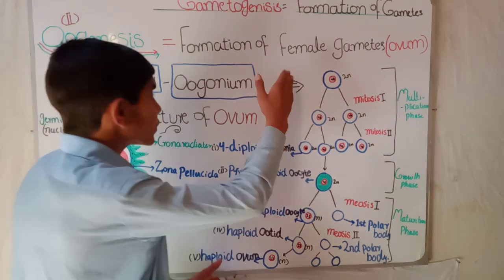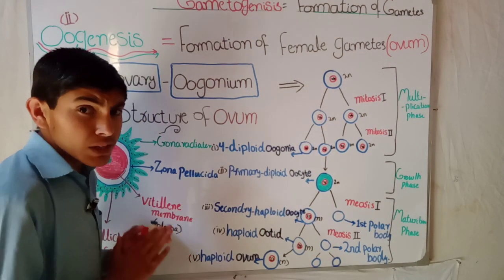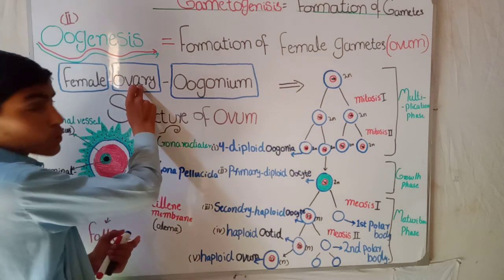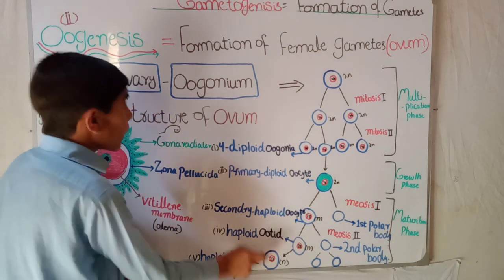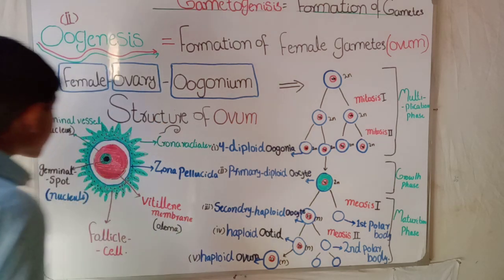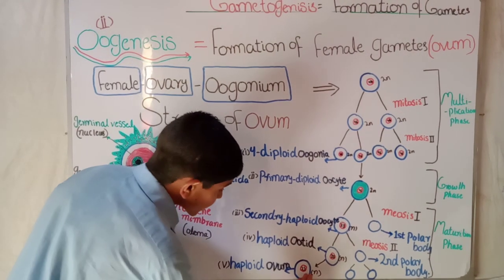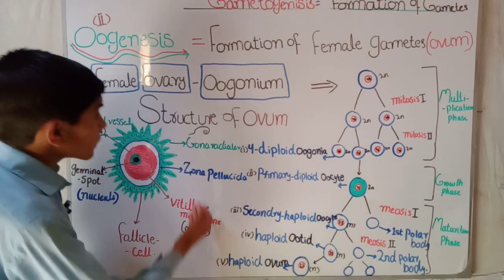So this was about the formation of the ovum, or the egg cell, in the female reproductive part, the ovary. This ovum is formed in the ovary. And okay, so now we will talk about the structure of the ovum.